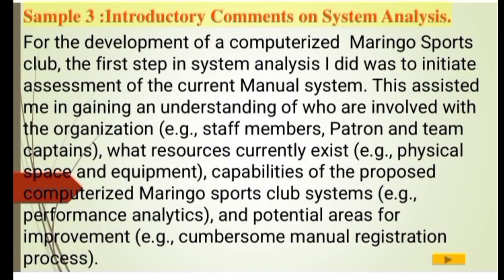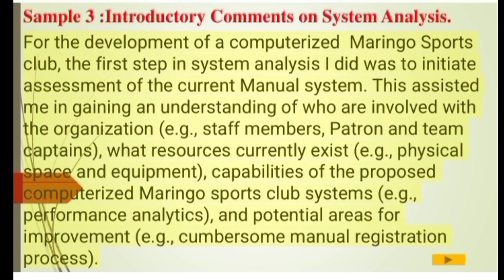Sample 3. Introductory comments on system analysis. For the development of a computerized Maringo Sports Club, the first step in system analysis I did was to initiate assessment of the current manual system. This assisted me in gaining an understanding of who are involved with the organization, e.g., staff members, patrons and team captains, what resources currently exist, e.g., physical space and equipment, capabilities of the proposed computerized Maringo Sports Club system, e.g., performance analytics, and potential areas for improvement, e.g., cumbersome manual registration process.